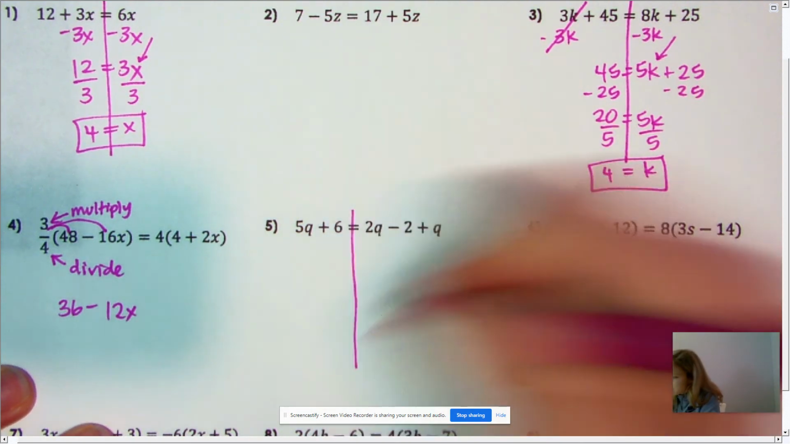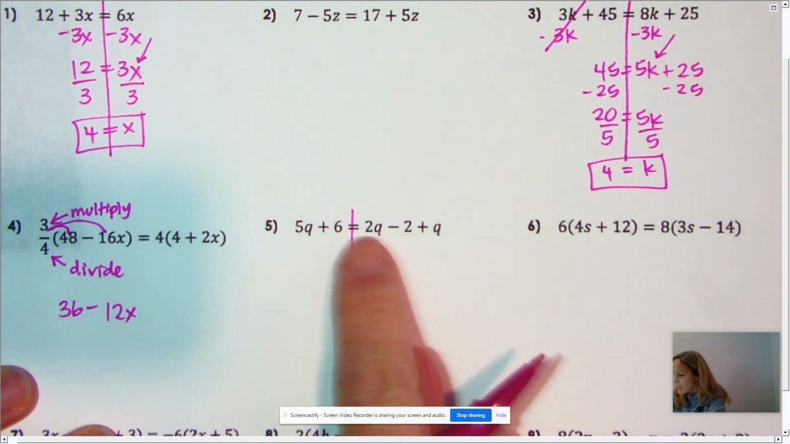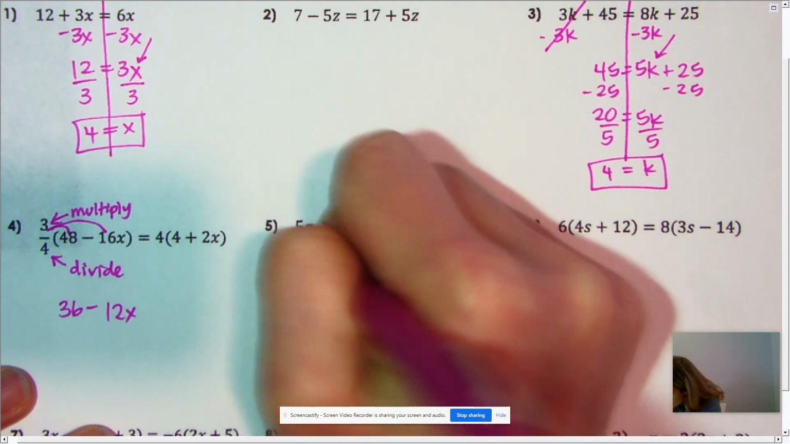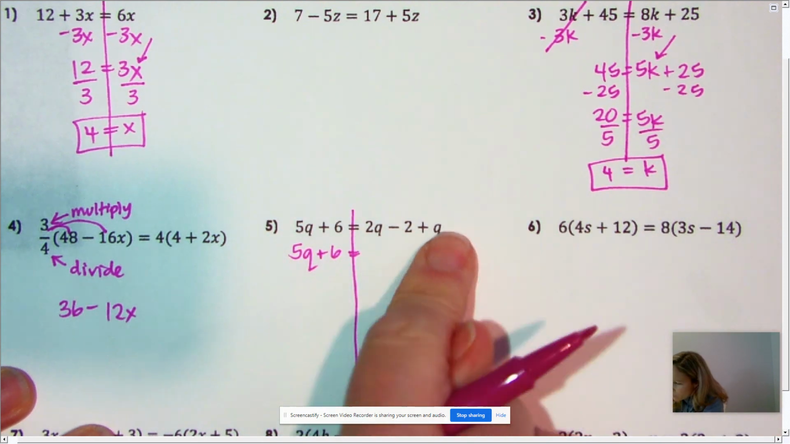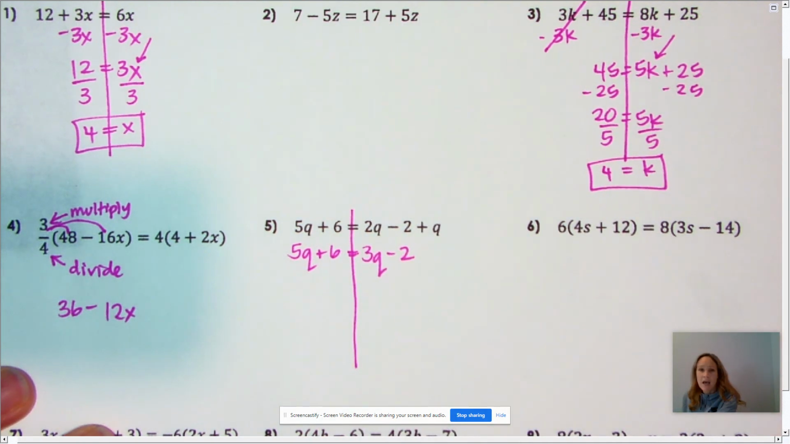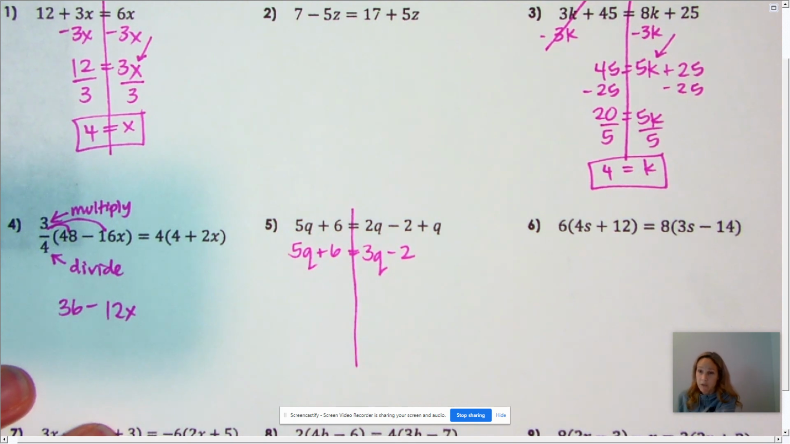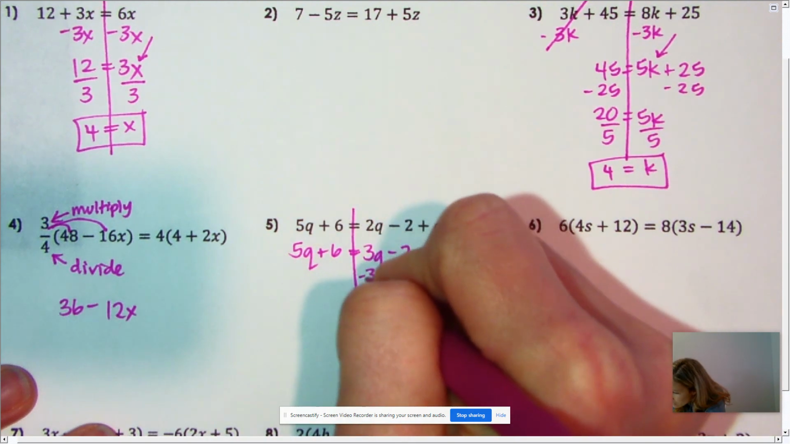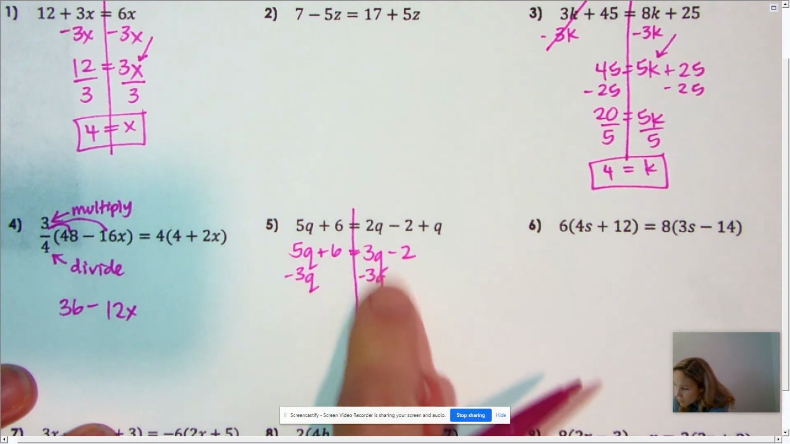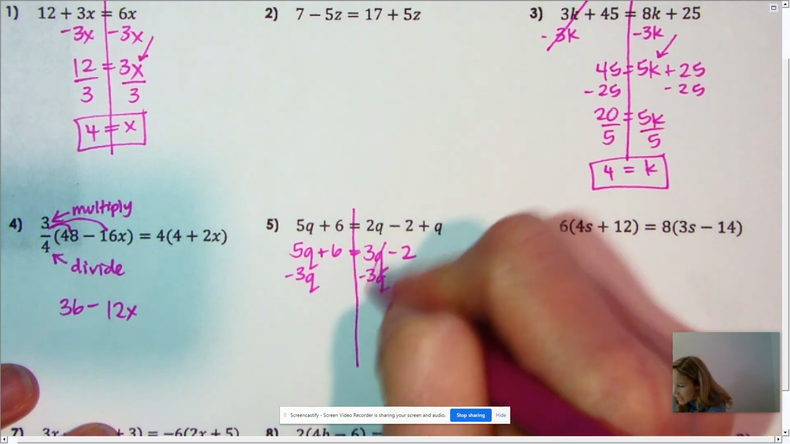We are going to start by simplifying, combining like terms. Nothing to combine on this side, but over here I've got some q's going on. So I'm going to write 5q plus 6. Well, I've got 2 q's, 1 more q, that makes 3 q's, take away 2. And then I'm going to subtract or cancel out the smaller number of q's. So I'm going to go minus 3q on both sides. Make sure that we are only putting q's with other q's. You have to keep the like terms lined up.